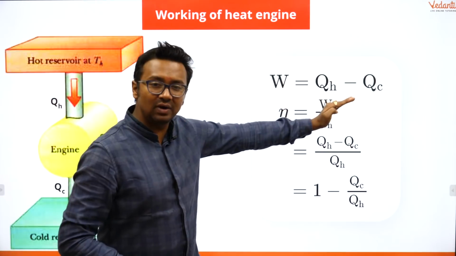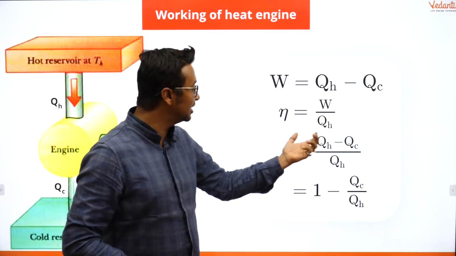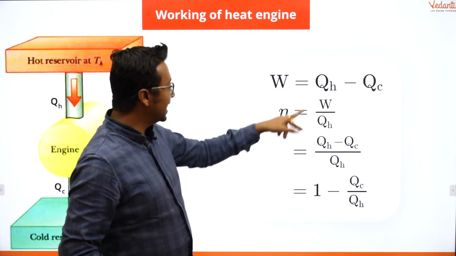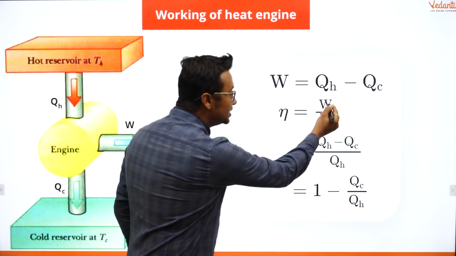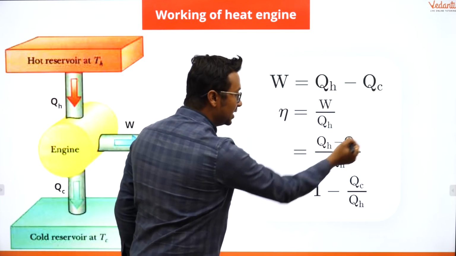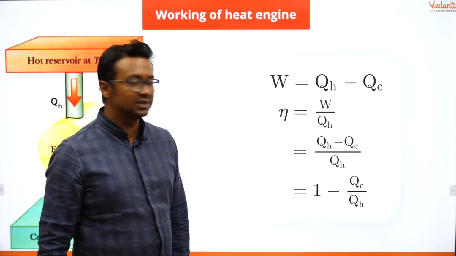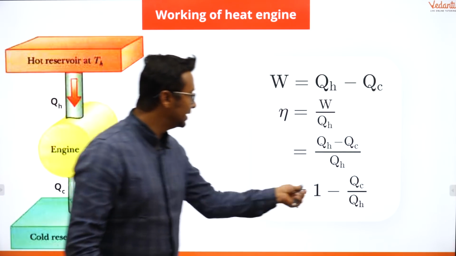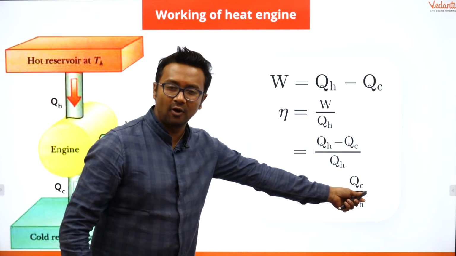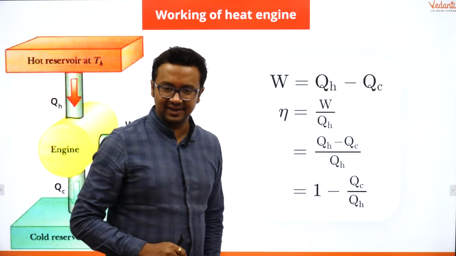So W is the amount of work done by it, and QH is how much heat it accepted. Now as per this, my W is equal to QH minus QC, divided by QH. Students, if you divide, you get this as the standard formula.